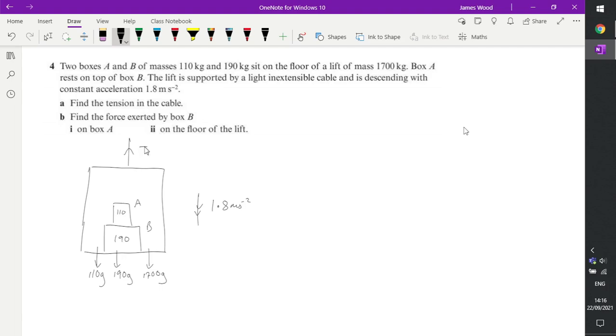The tension in the string still goes up though. The reason for that is the cable is there to stop it just falling down to the ground at 9.8 meters per second squared, which would not be good. So the force in the cable is still upwards. It's trying to slow this object down.